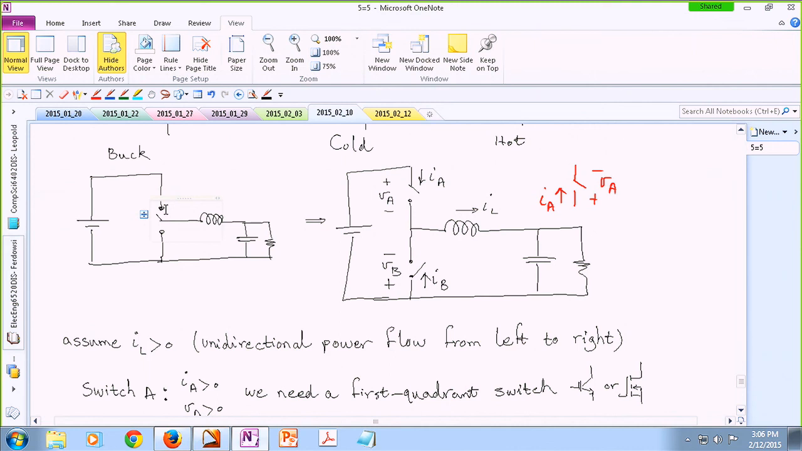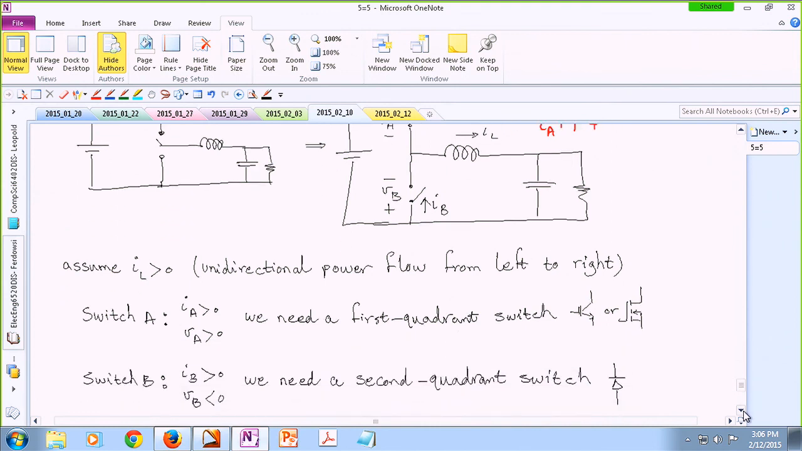Then we focus on each individual switch and see, okay, is this switch conducting positive current or negative current? Is it blocking a positive voltage or a negative voltage? And then from there, you look at your library of switches, and there's not a lot of options. Either you are looking at a second quadrant switch, which is a diode, or a first quadrant switch, which is an IGBT or a MOSFET.